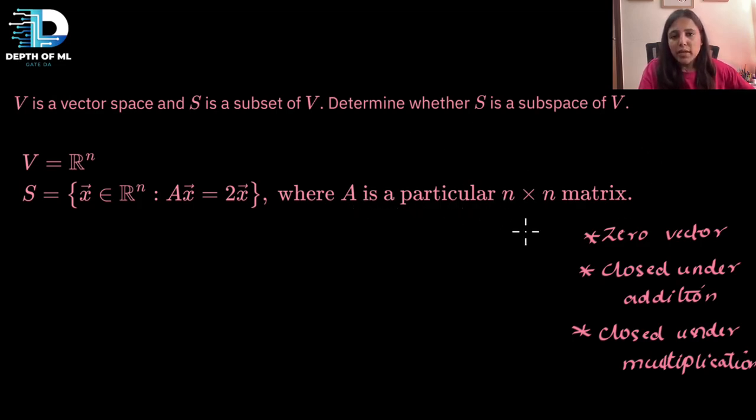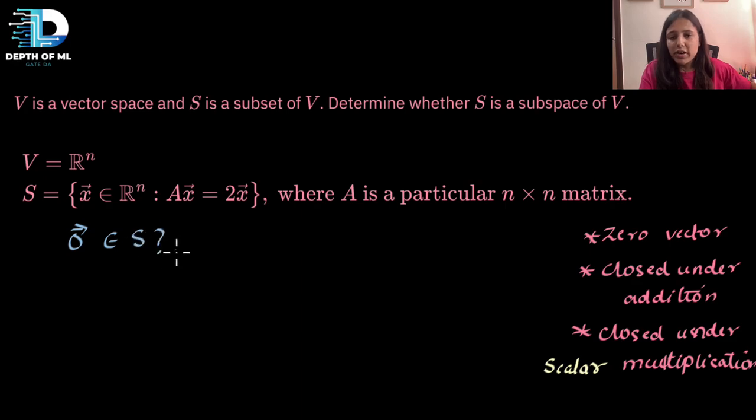Okay. So we know that to solve these types of questions, we have to check three things: whether the zero vector belongs to this set, then whether this set is closed under addition, and whether this set is closed under multiplication. And here I should be more specific. It should be scalar multiplication. Okay. I'll come to that. What is the meaning of scalar multiplication? I'll briefly go over that. But let's start with our first point, whether the zero vector belongs to S.